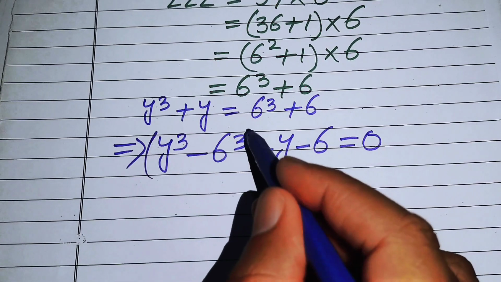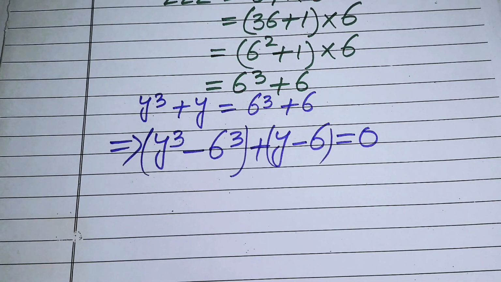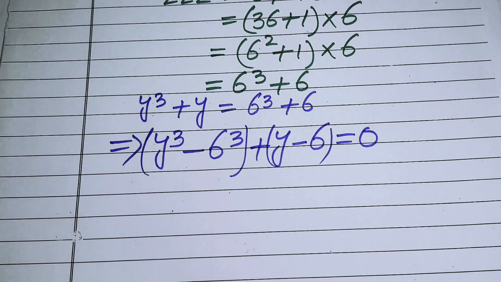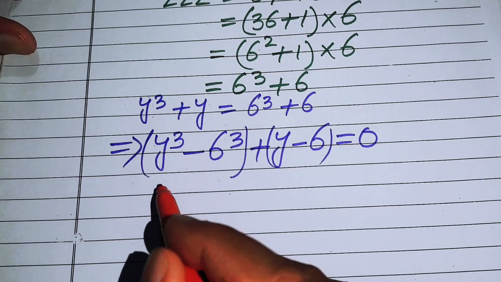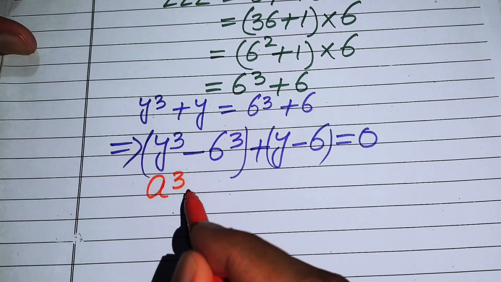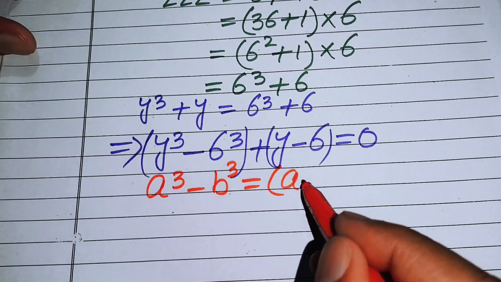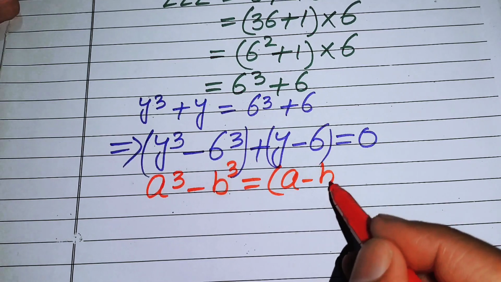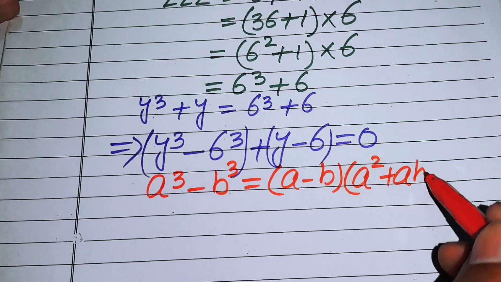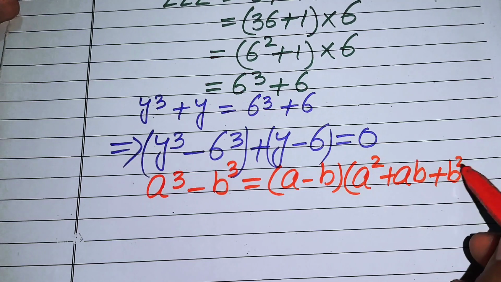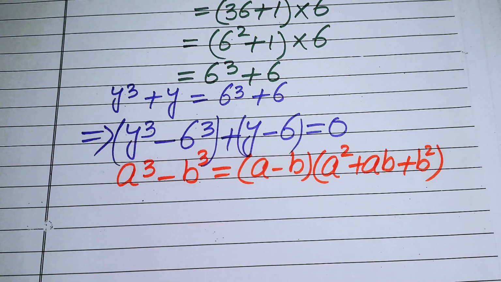So here we have two factors, these two factors. So now we will focus on the first factor, and you see that we have a cubed minus b cubed. So now we will use the nice cubic formula, and you know that a cubed minus b cubed equals (a minus b) times (a squared plus ab plus b squared). So now we will use this nice formula on the first term.